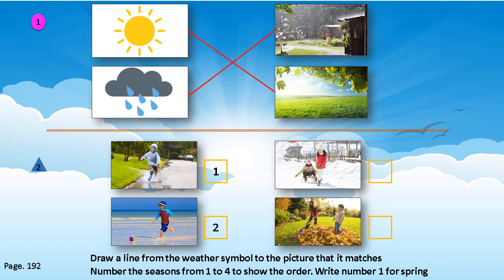So let's write number 2 beside the picture on the bottom left. After the summer season comes the fall season. So let's write number 3 beside the picture on the bottom right. And finally, after the fall season comes the winter season. So let's write number 4 beside the picture on the top right. Great job!